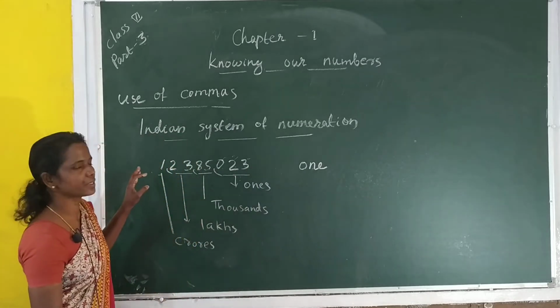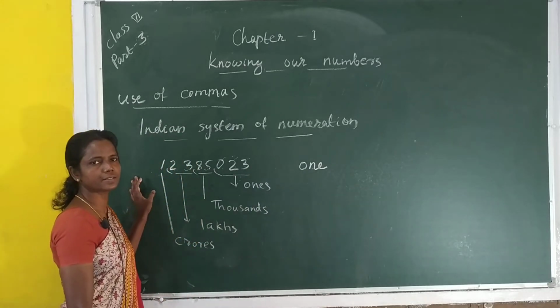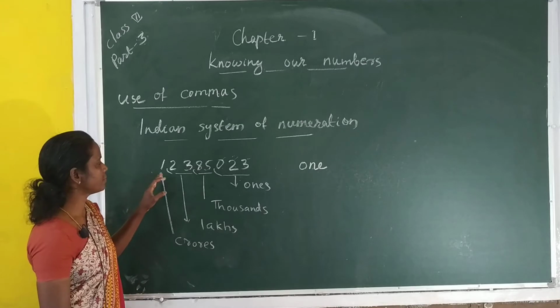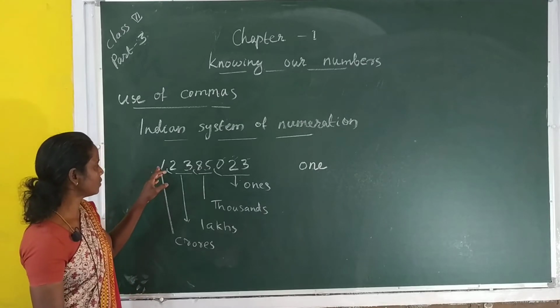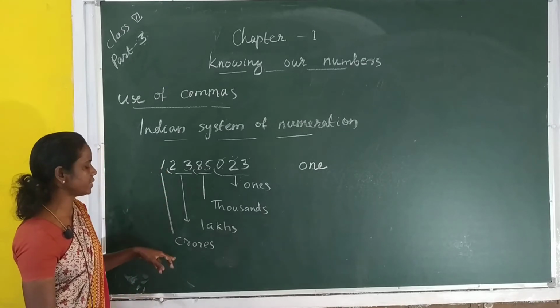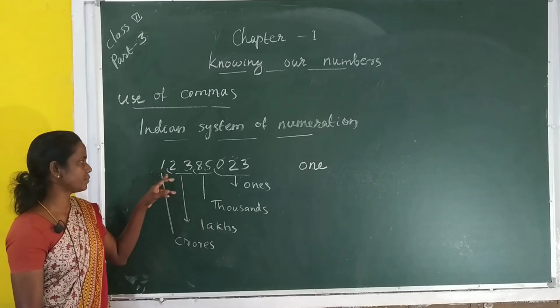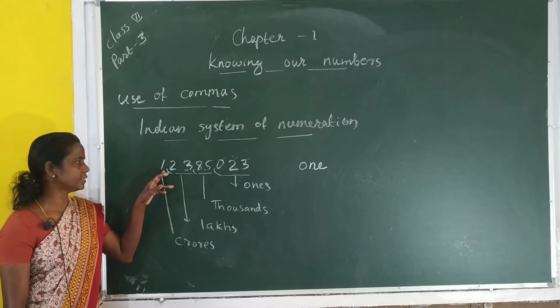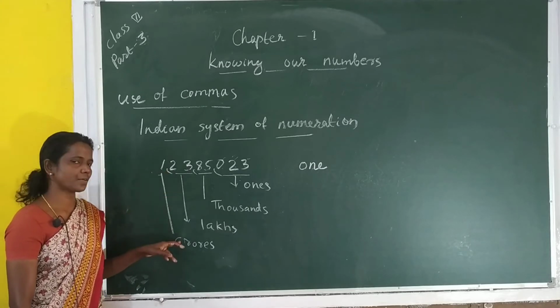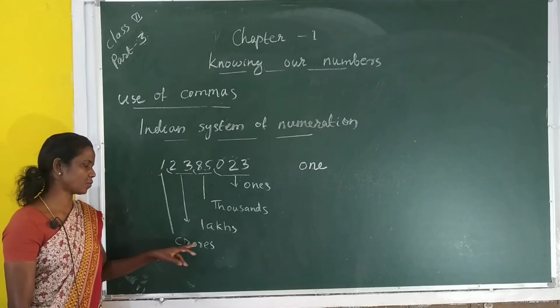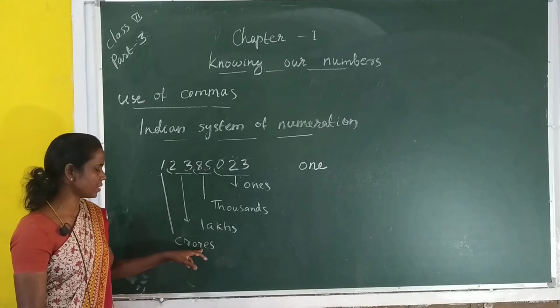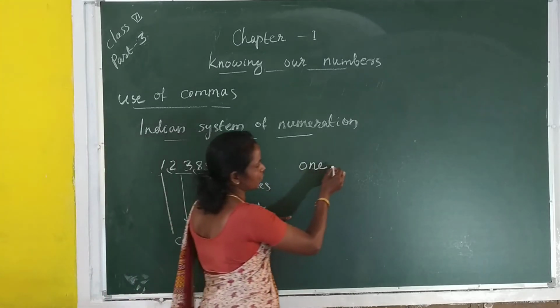Then first we read all the digits in the same period. Look, after one, what is the period's name here? The period's name is crore. So first we read the digits, one, then the period's name, crore. Here the period's name is crores. So one crore.